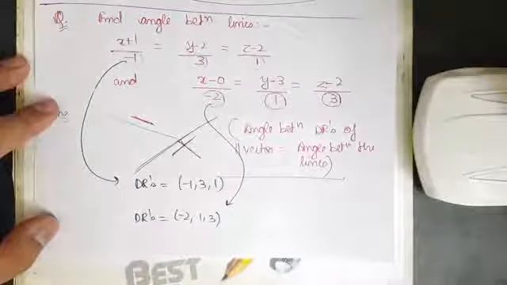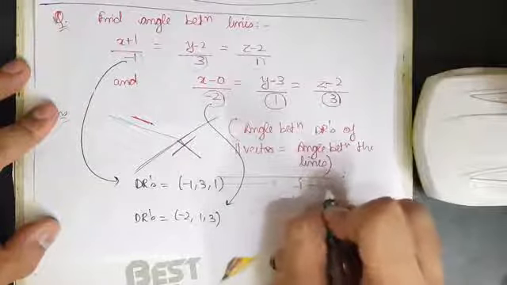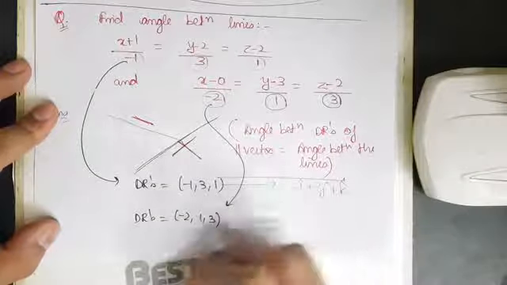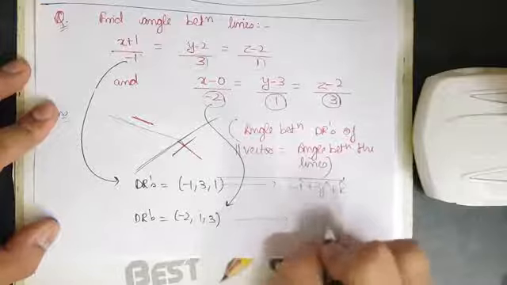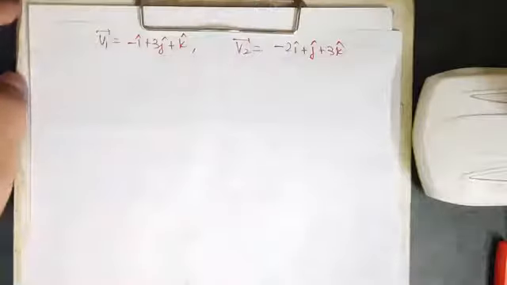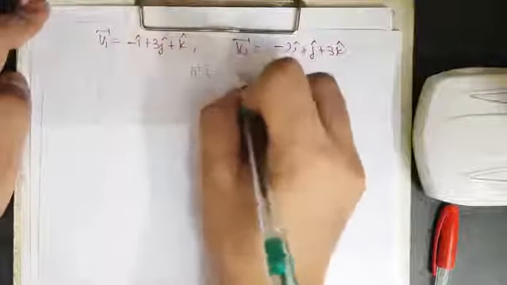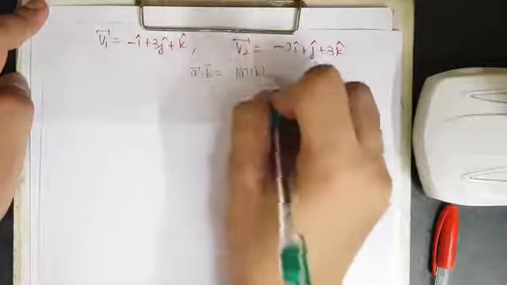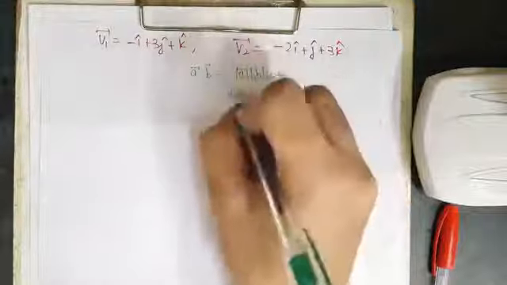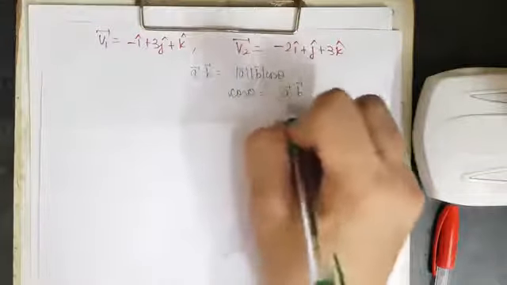So now let us write it in vector form. This will be equal to -1 i bar plus 3j bar plus k bar. Let us write this in vector form, -2 i bar plus j bar plus 3k bar. So we have taken the vectors from the previous page, v1 vector and v2 vector. We know that the angle between two vectors is found out by using the dot product. So cos theta will be equal to a dot b upon mod a into mod b. So let us solve further.